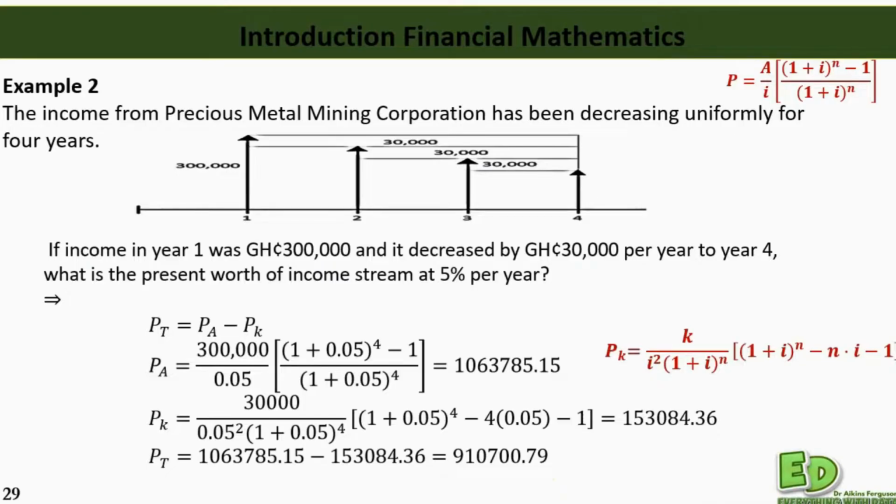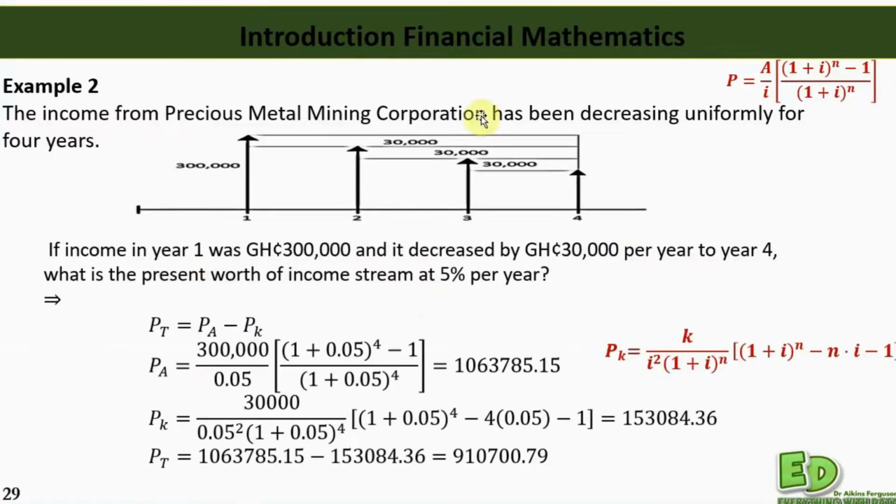The income from Precious Metal Mining Corporation has been decreasing uniformly for 4 years. Right. So if income in year 1 is 300,000 Ghana cedis and it's decreased by 30,000 Ghana cedis per year to year 4, what is the present worth of the income stream at 5% interest per year?